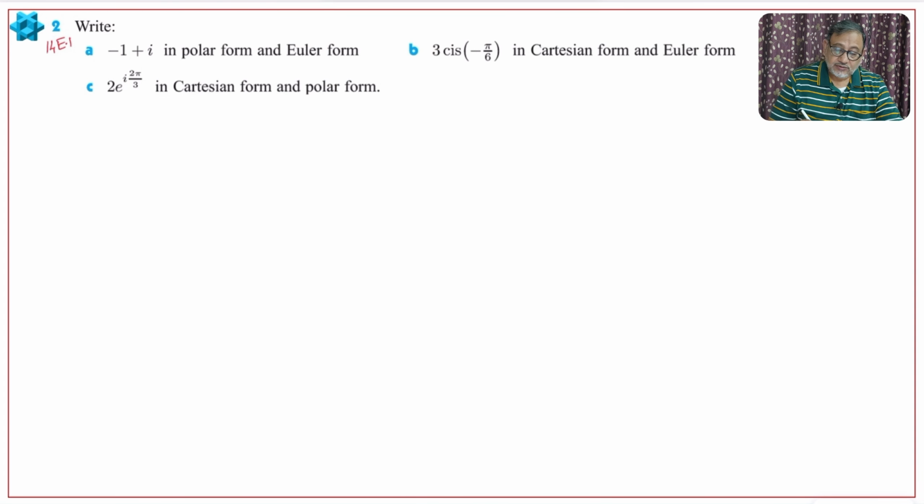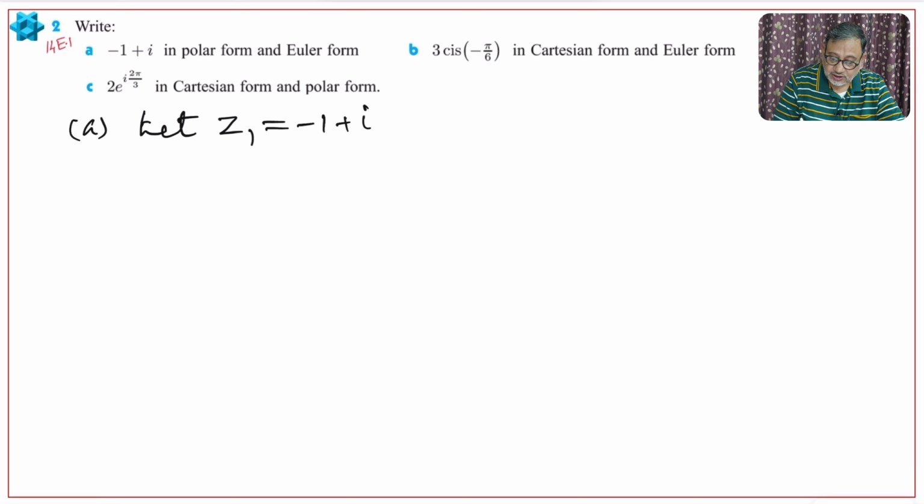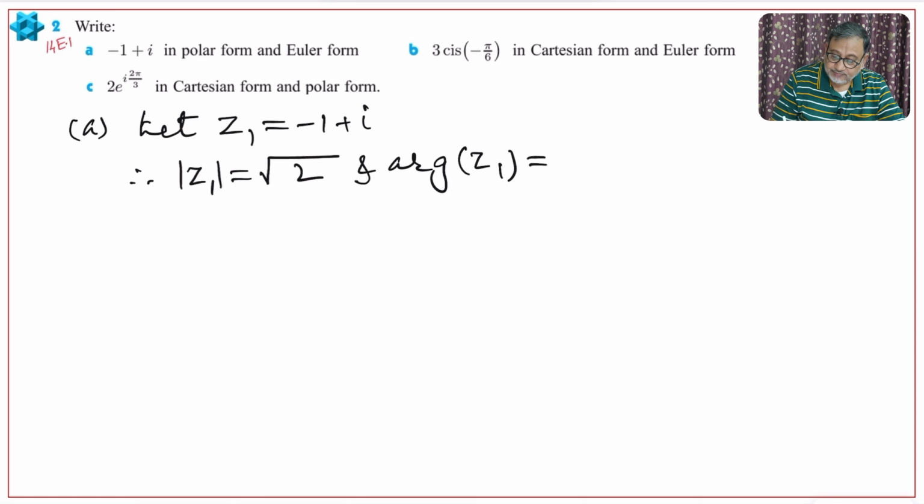Now the question says, write minus 1 plus i in polar form and Euler form. So it is very simple. Let us denote it by z or z1. So let z1 be minus 1 plus i. Therefore modulus of z1 will be square root of 2. You know how to find it. And argument of z1 will be, this is in the second quadrant, right, it is in the second quadrant.